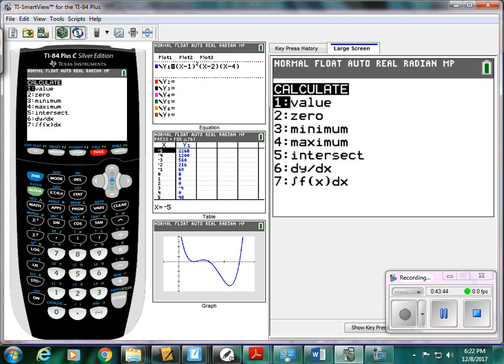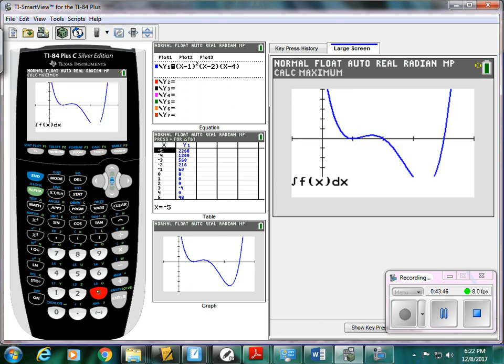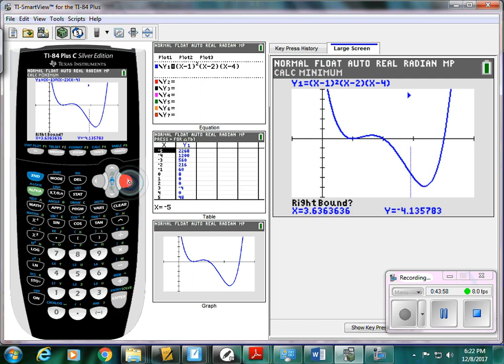Now let's get the x coordinate of the min. Second calc, option 3. Left bound, I'll move over a little bit. I don't want to make the calculator work too hard. Enter. Then right bound, you just go to the right of it. You're showing the calculator where it should look. Enter. And then go back a little, guess. That's where it'll start guessing. We see that it occurs at an x value of 3.366. Those values are necessary to answer this question correctly.